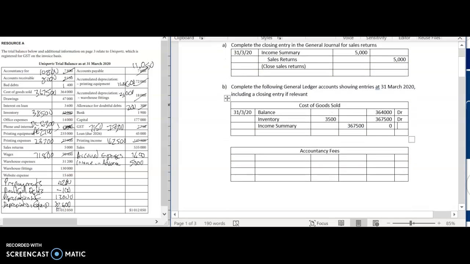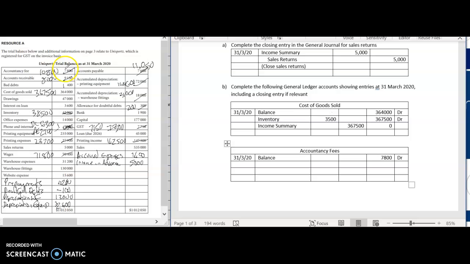Next one is accountancy fees. So we see accountancy fees starts off with $7,800 balance. So 31st of March is the end of the financial year, so that's why we use that date. And balance. Because it's a balance, it goes straight into the last column. And that figure, what figure are you going to write in there? That's right, it's a pre-printed one. That's a debit balance.